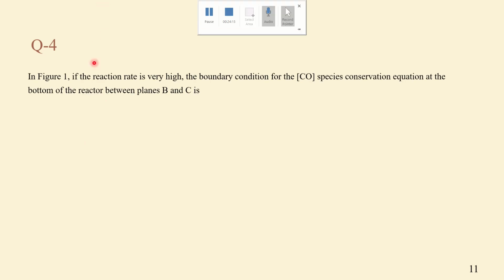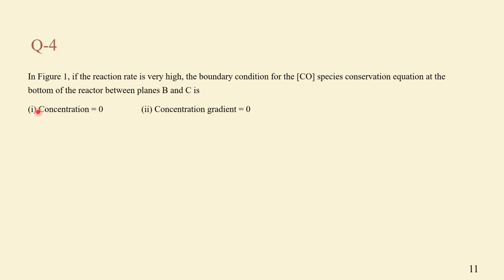In question 4, in figure 1, if the reaction rate is very high, the boundary condition for the carbon monoxide species conservation equation at the bottom of the reactor between planes B and C is: option A, concentration is equal to 0. Option B, concentration gradient is equal to 0. Option C, concentration gradient is equal to constant.